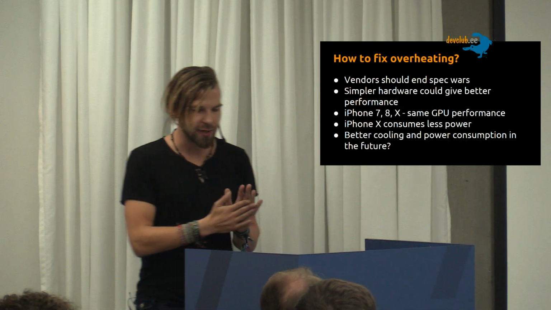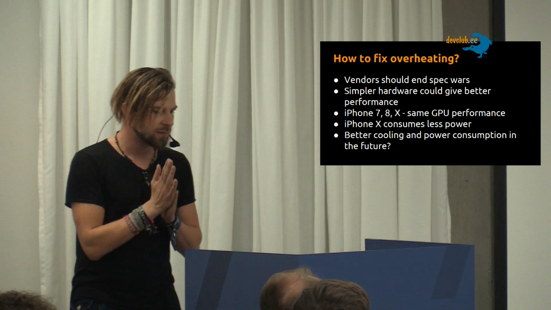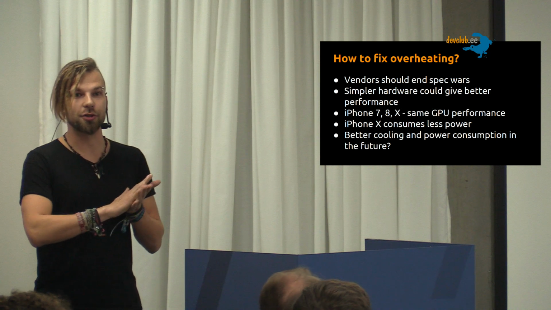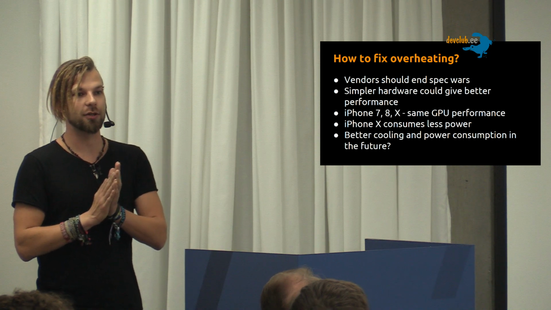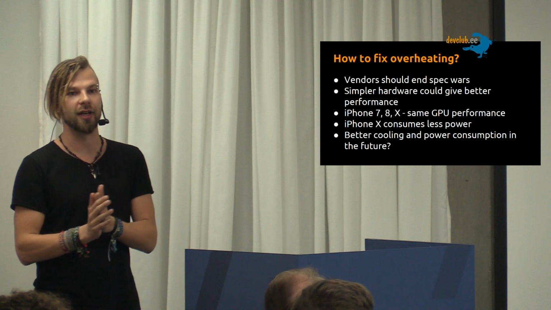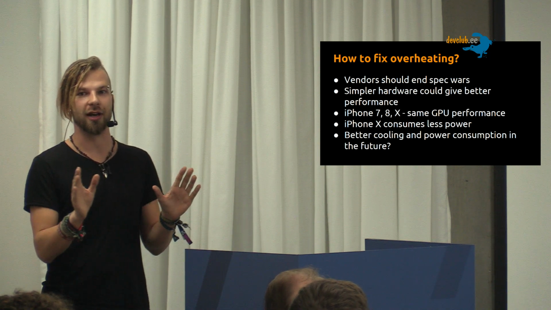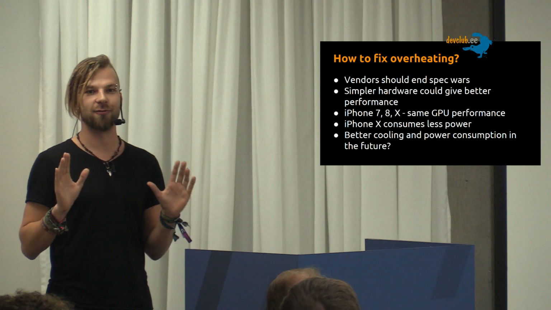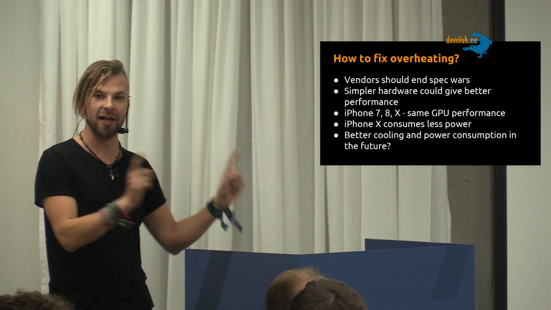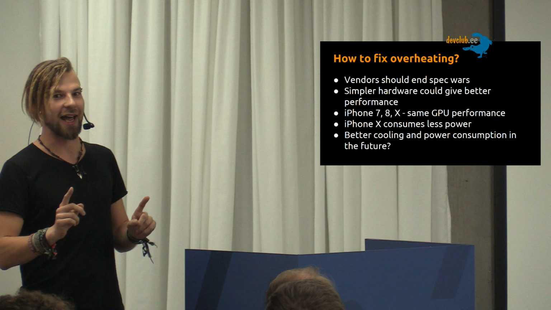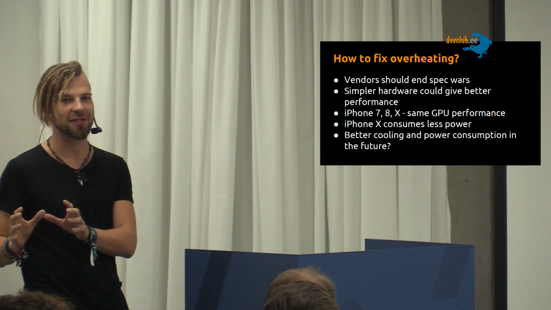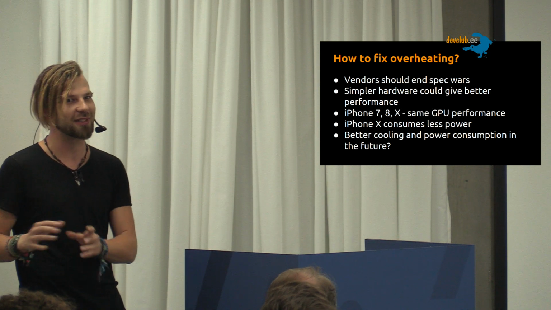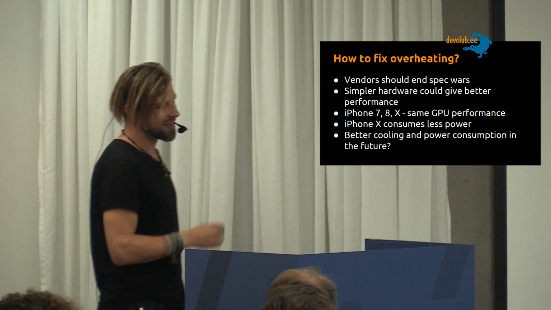So how to fix that? Well, the first idea, vendors should end the spec wars. So they must be honest with their consumers. They should say like, wait guys, we cannot make our next phone 2 times faster as we did last year because we have this problem. And now you just buy a new phone which is the same as the last one but a little bit more expensive. Maybe it won't work. I don't know how it will work. So this problem should actually be solved by marketers, not engineers.